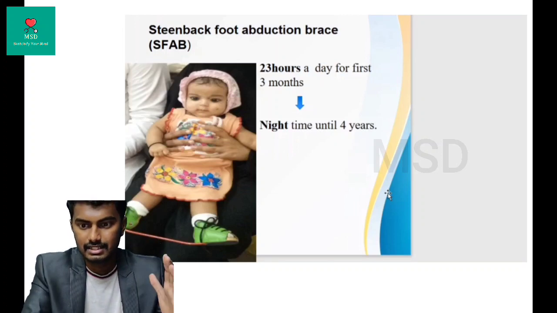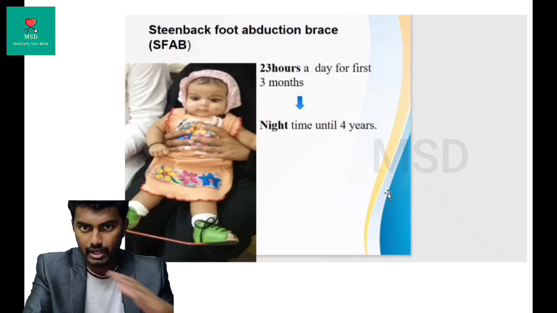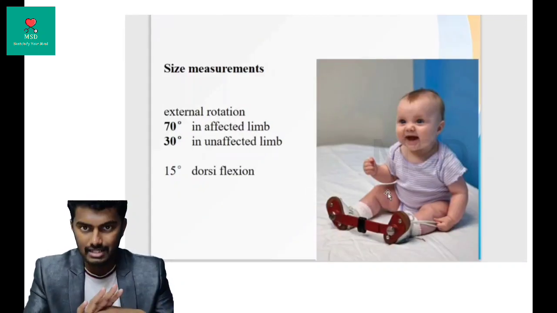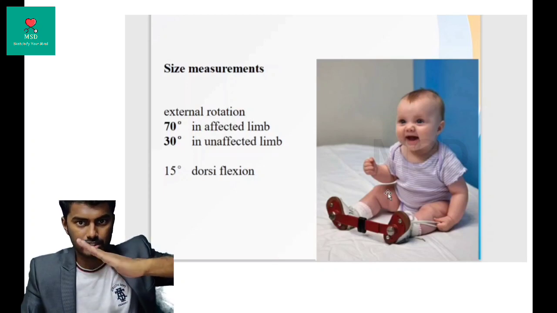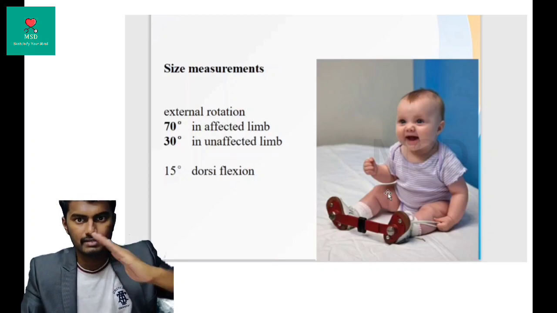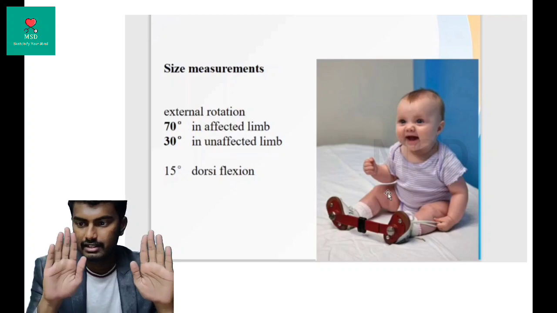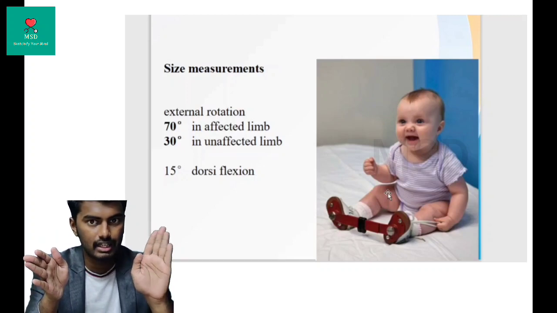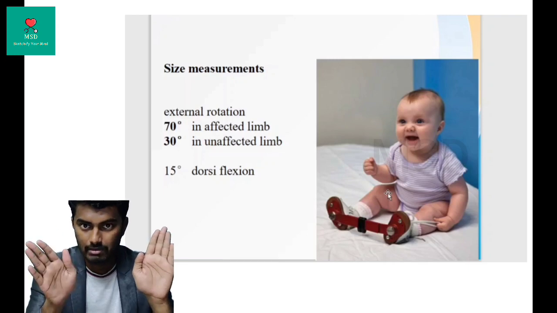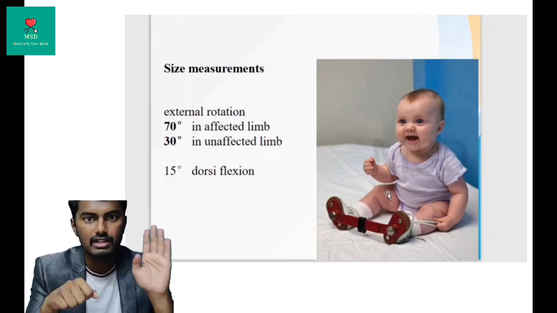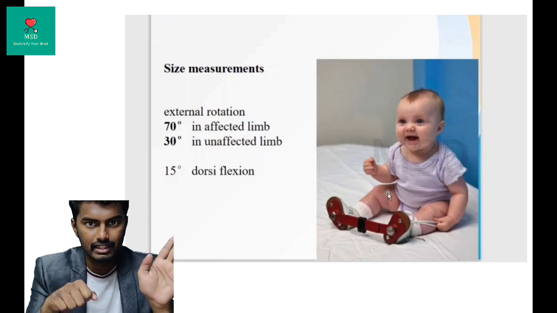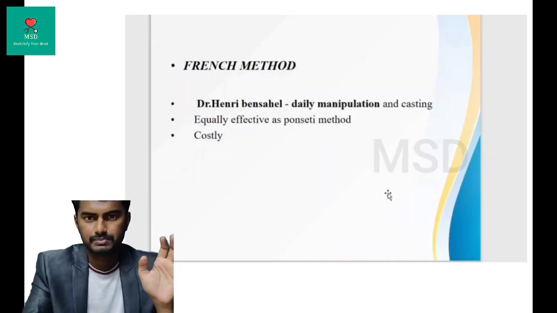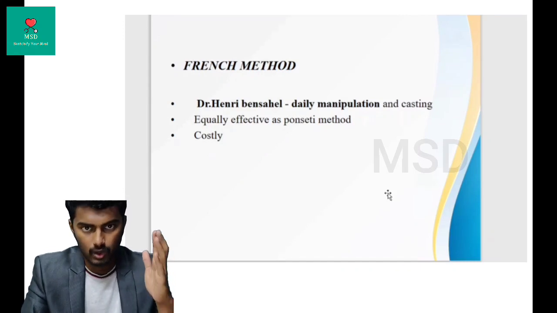Only when this is correctly worn will the deformity never relapse. To say something about this brace, it is designed in such a way that it maintains dorsiflexion of about 15 to 20 degrees, and in the affected leg the external rotation will be about 70 degrees, while in the unaffected leg it will be about 30 degrees. Just remember, this is an important MCQ point. In the unaffected leg, it will be 30. In the affected leg, it will be double, almost 70. So this has to be worn always.